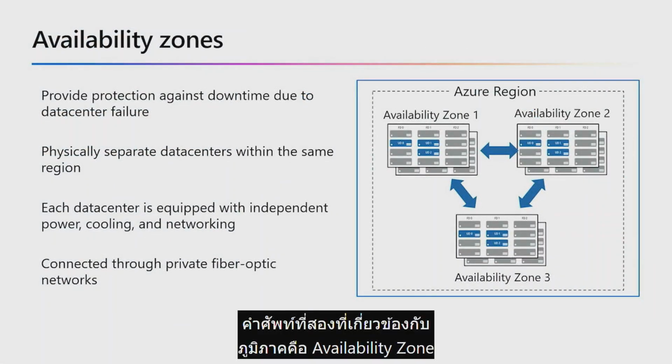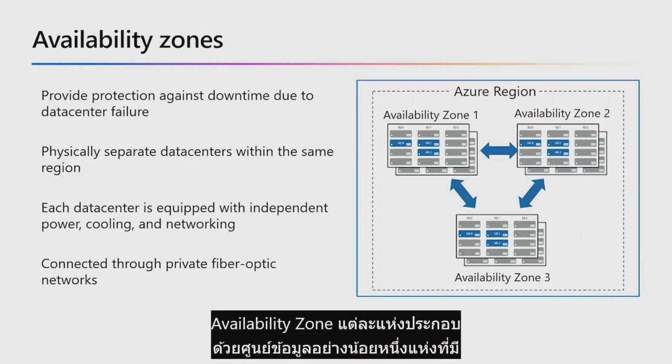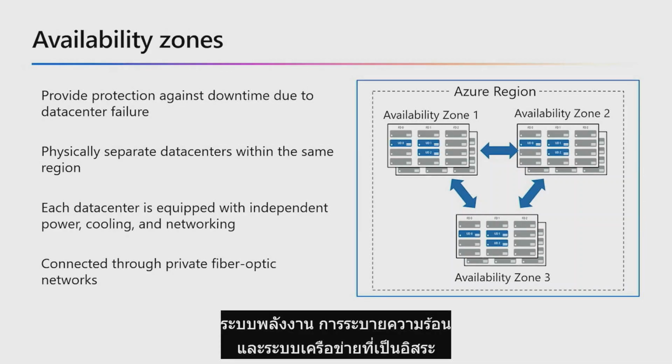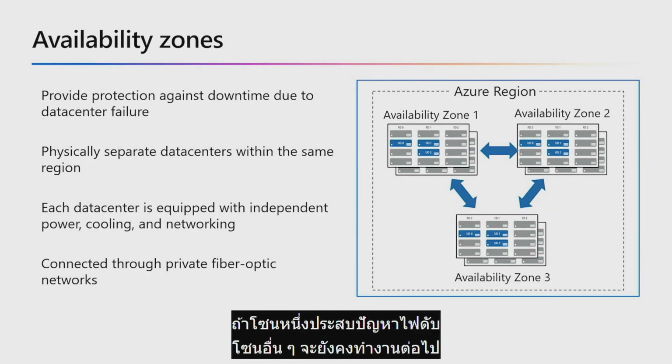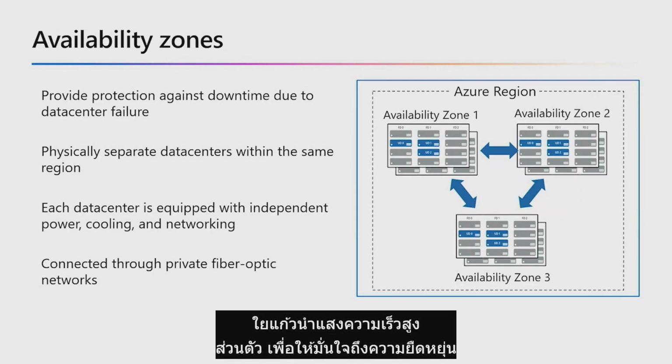The second term related to our regions is availability zones. Availability zones are physically separated data centers within a single Azure region. Each availability zone consists of one or more data centers equipped with independent power, cooling, and networking systems. As a result, an availability zone acts as an isolation boundary. If one zone experiences an outage, the others continue functioning. Availability zones are connected through private, high-speed fiber optic networks.